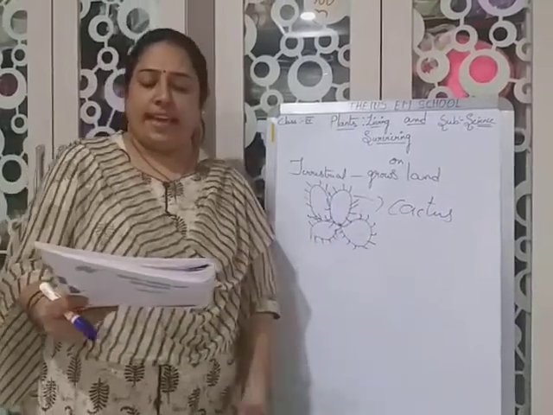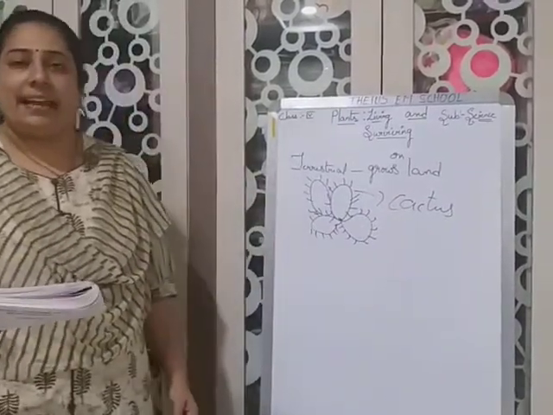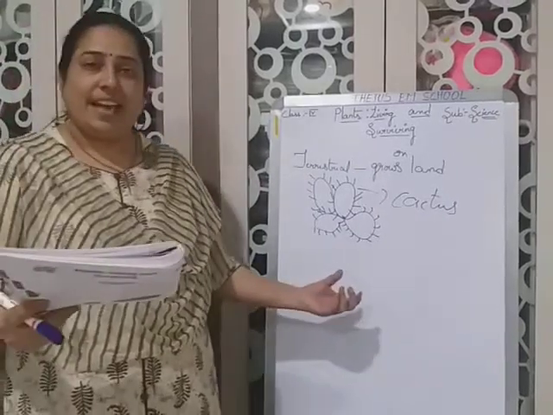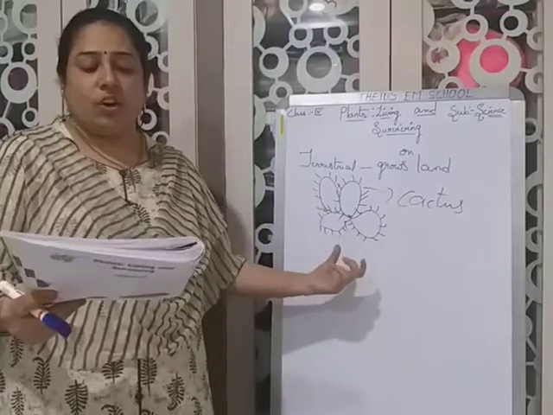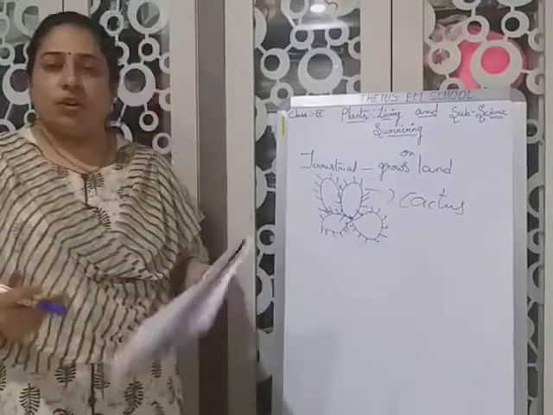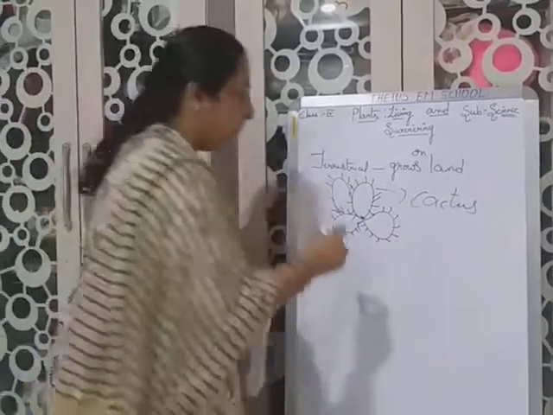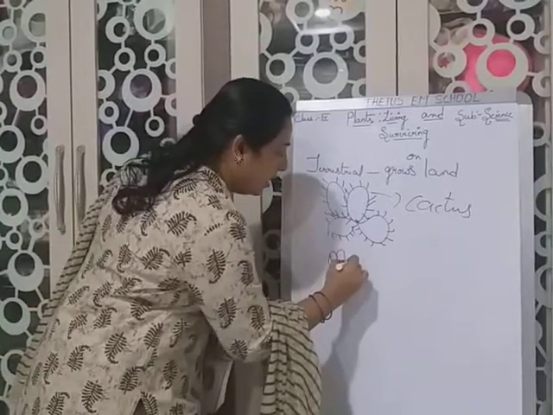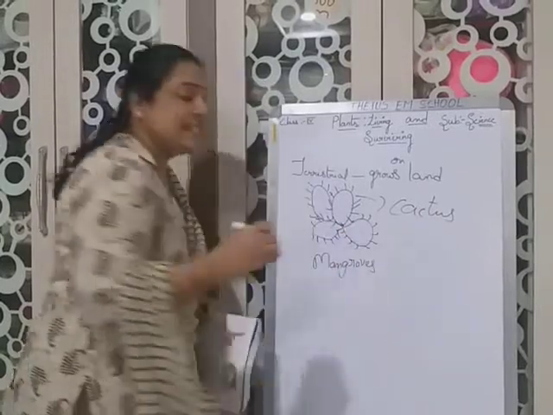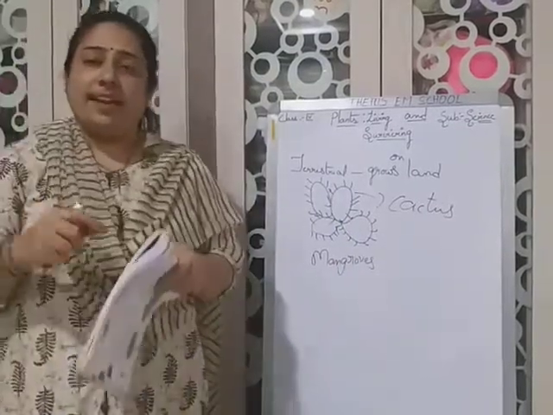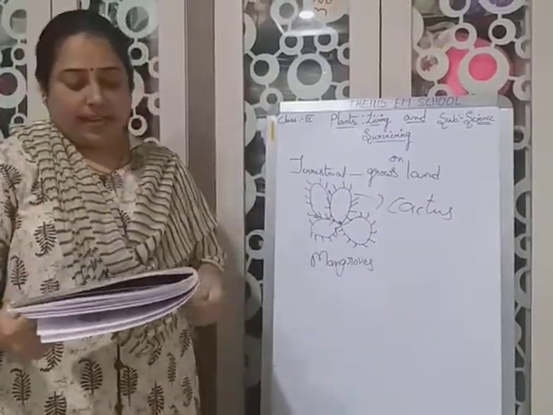In marshy areas, the soil is sticky and clayey. The plants that grow here are called mangroves. What do they call it? Mangroves. We call it mangroves. The soil is very sticky and clayey.